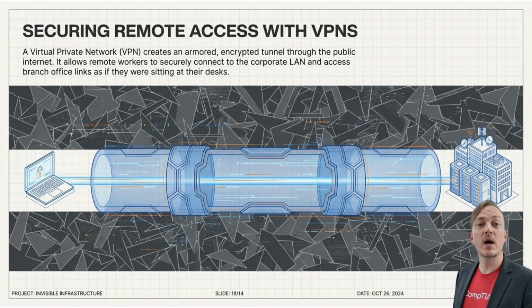When users leave the office and enter the chaotic wasteland of the public internet, we protect them with a virtual private network, or VPN. A VPN establishes an armored, encrypted tunnel through the public internet, allowing remote workers to securely access corporate resources as if they were sitting safely at their desks.